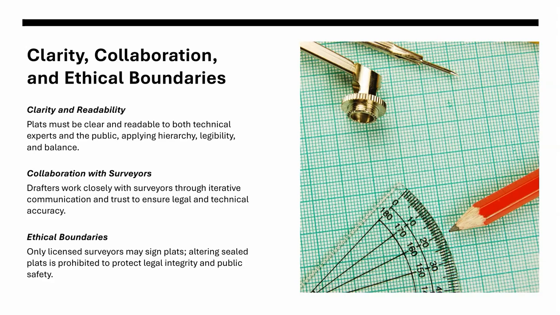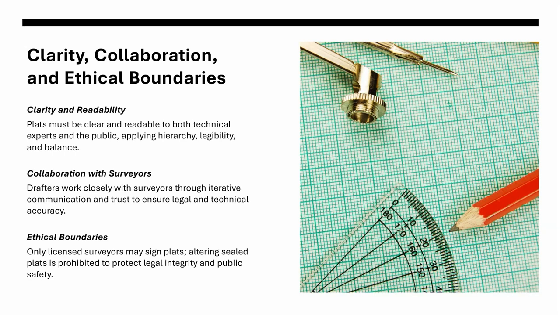Drafters must be willing to ask questions when notes are unclear, when deed descriptions conflict, or when computed closures don't match. Likewise, surveyors must provide drafters with clear instructions, not just drop a pile of field notes on their desk. In many offices, the relationship is iterative. The drafter prepares an initial draft. The surveyor reviews and redlines. The drafter revises. And the cycle continues until the plat meets both technical and legal standards. Understanding this process is crucial for students preparing to enter the workforce.